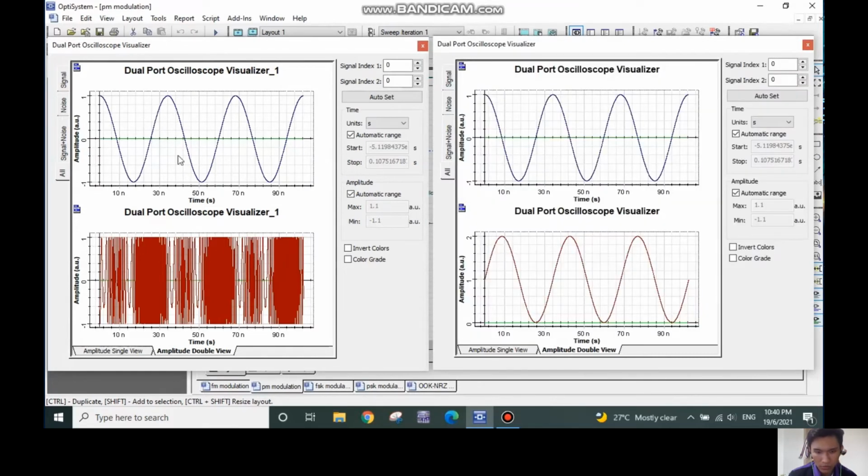Okay, so this is the message signal and this is the modulated signal for the phase modulation, and this is the comparison between the message signal and the demodulated signal. So as we can see here, the message signal and the demodulated signal are also similar, just like frequency modulation, but the demodulated signal is shifted a little bit to the left. So we can say that the modulation is also a success.